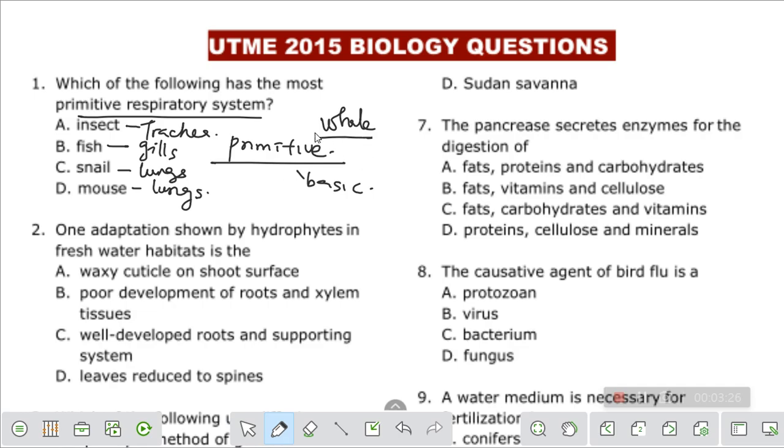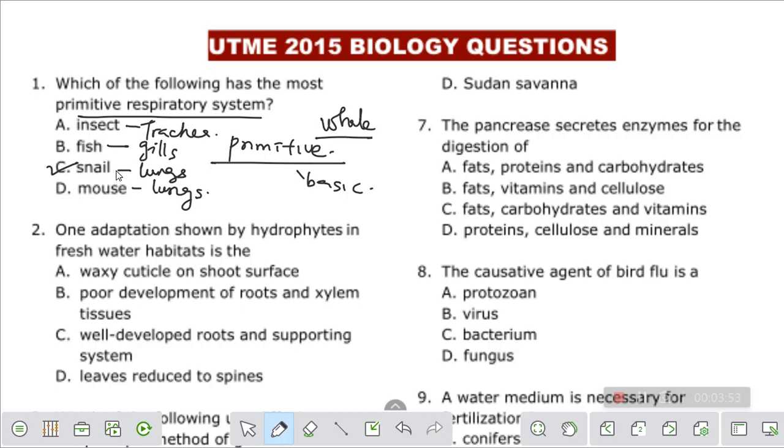So what's the answer here? The answer is not even insects. Though you may firstly think it is insects, the answer is option C, snail. Let me try to explain it. It is because of the evolutionary trend of the respiratory system from simple to complex: diffusion through the skin or cell, gills, tracheal tubes, then the lungs.